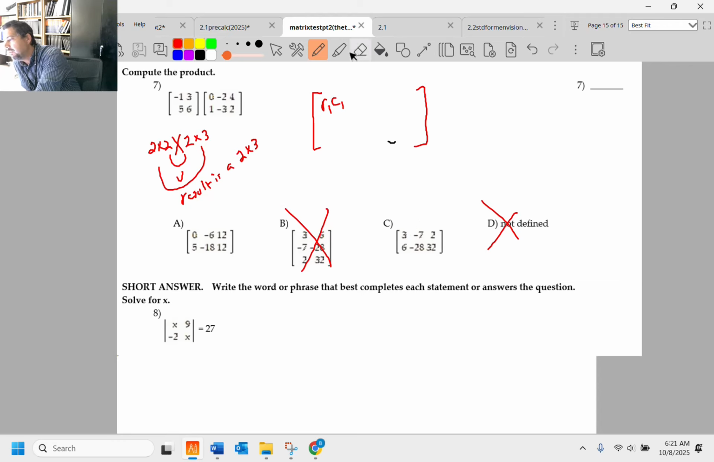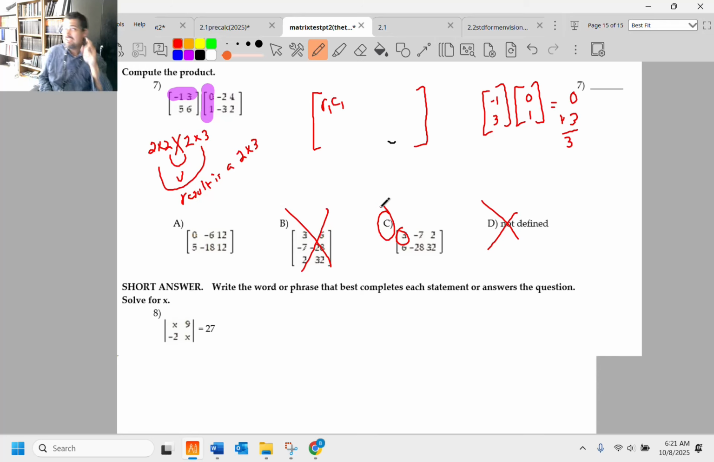If this is row 1, column 1, I'm going to take that row and that column. So I'm going to take that row, I'm going to turn it vertical, and I'm going to take this column and leave it vertical, and I'm just going to multiply across. Negative 1 times 0 is 0, 3 times 1 is 3, and I'm going to add down, and I get a 3, which is what choice C had. That's legit how easy that problem was.